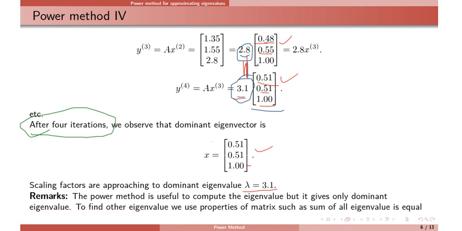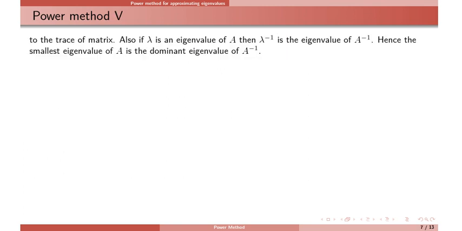Okay, so these are the approximations of the eigenvector. So this is a powerful method to find the dominant eigenvalue and the corresponding eigenvector. And we can also compute other eigenvalues by modifying this method, and also I am using a property of matrices.